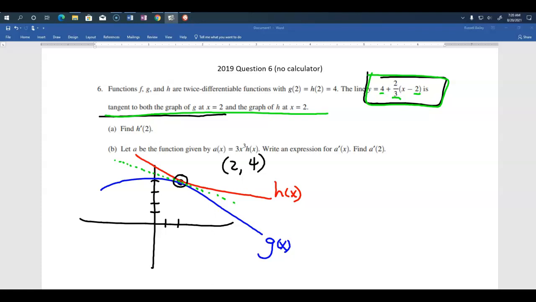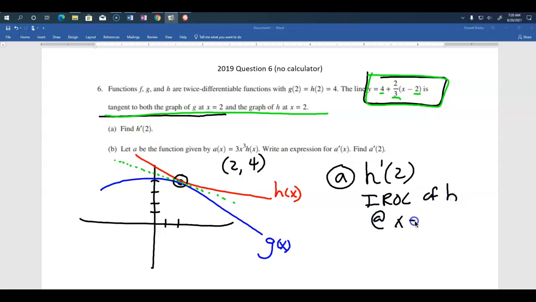All right, so let's go ahead and start off with part A. Part A is asking me to find h prime of 2. What is that asking me to find? That's asking me to find the instantaneous rate of change of h at x equals 2, right? That's what this means. The derivative of h at 2 is the instantaneous rate of change of h at 2.